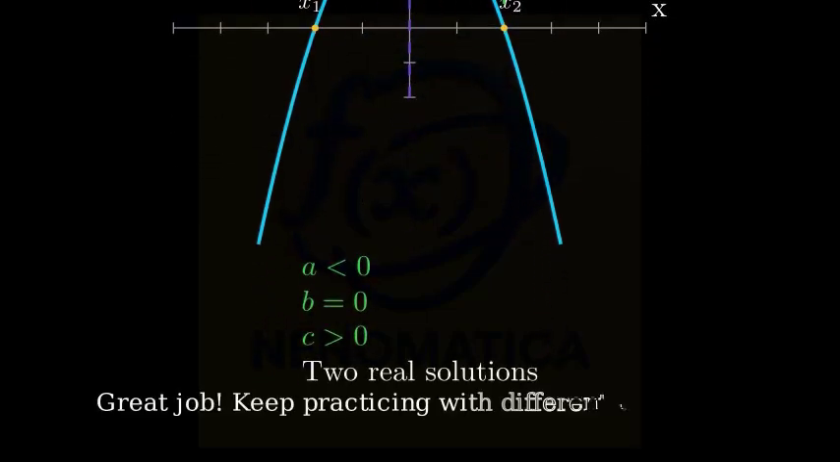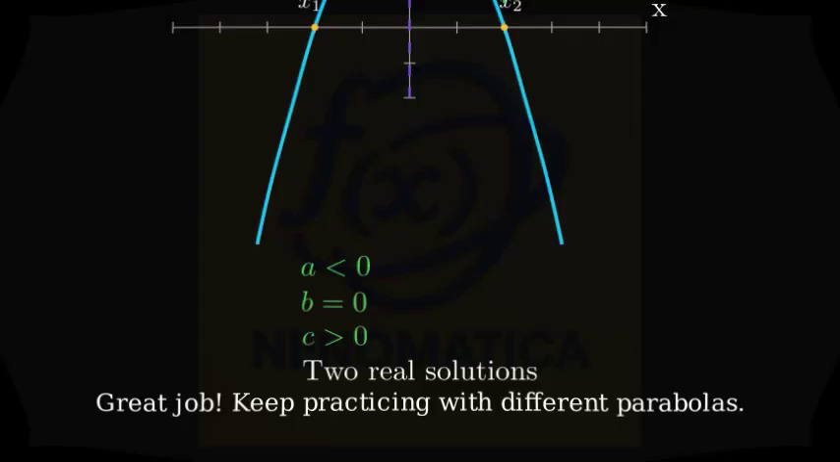This reading strategy works for any quadratic graph. Concavity gives you A, symmetry and root sum reveal B, the product of roots reveals C, and the number of x-intersections tells you how many real solutions there are.